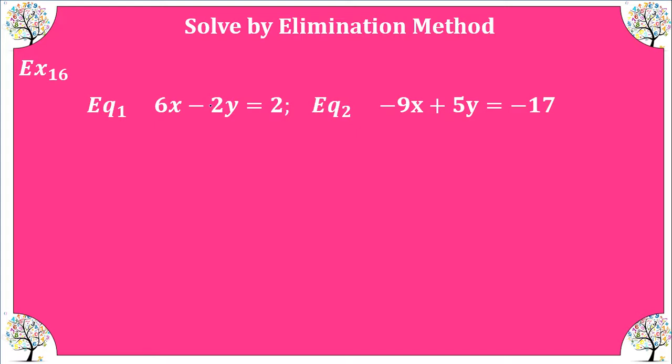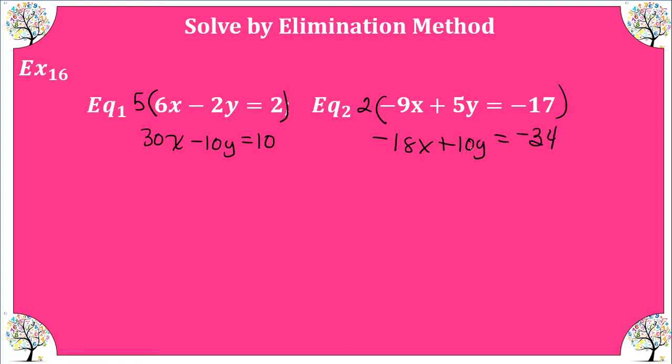And so I'm going to make this negative 2 into a negative 10, and then I'm going to make this positive 5y into a positive 10y. So we're going to multiply both equations. I'm going to multiply this by a 5, and this gives me 30x minus 10y is equal to 10. We're going to multiply this equation by 2, and that gives me negative 18x plus 10y is equal to negative 34. Now we have a pair of opposite variables. I'm going to combine these two equations.